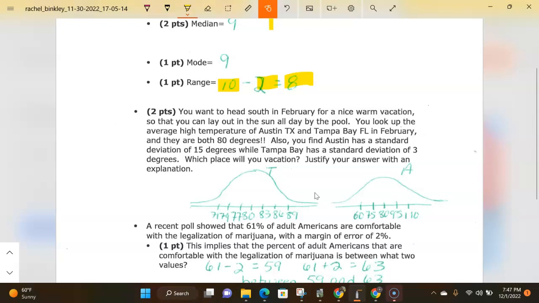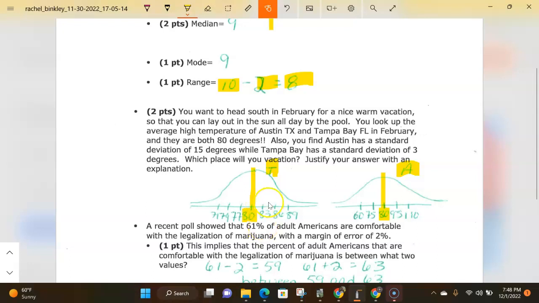You did not have to draw what I drew. I just did this to show you what's happening. So this first curve is Tampa. I put a T. 80 is the mean, so it goes in the middle. And then the second curve is Austin with an A. 80 is still the mean, so I put it in the middle, right? So they both have the same mean.